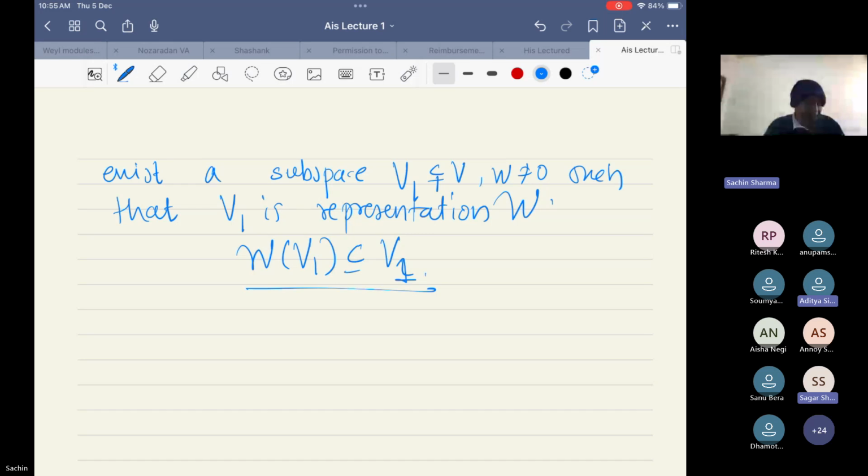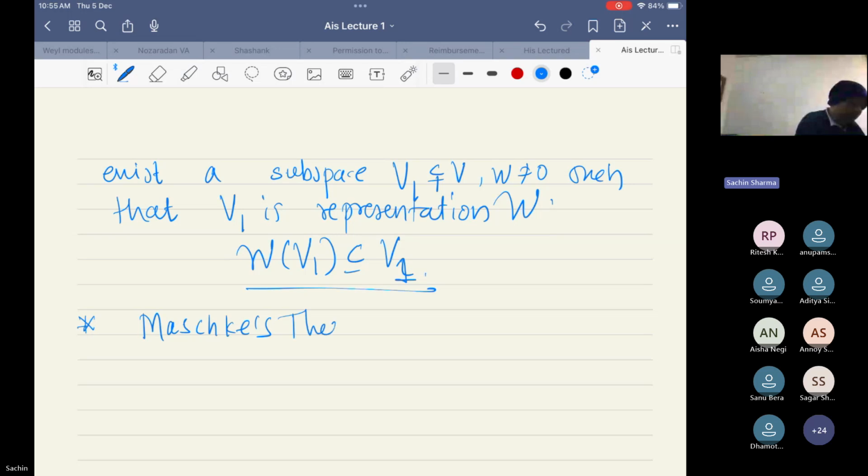Maschke's theorem: if V is a finite dimensional representation of a group G, and the characteristic of the field F does not divide the order of G, or the characteristic of F is 0, then V can be written as a direct sum of irreducible representations. Correct. This is a very important thing.